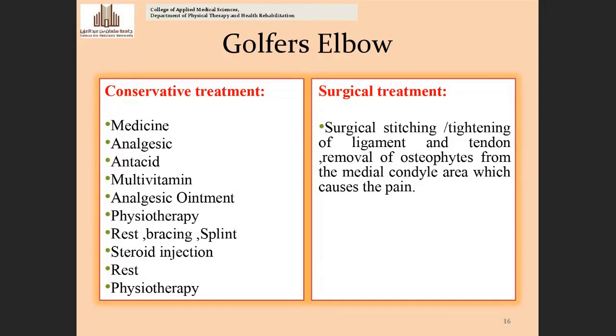They will be treated with rest and by applying some types of braces and splints. If it is still not healed, they may be referred for injections, hydrocortisone injections, steroidal injections, and physical therapy. So these are some of the conservative treatments for golfer's elbow.